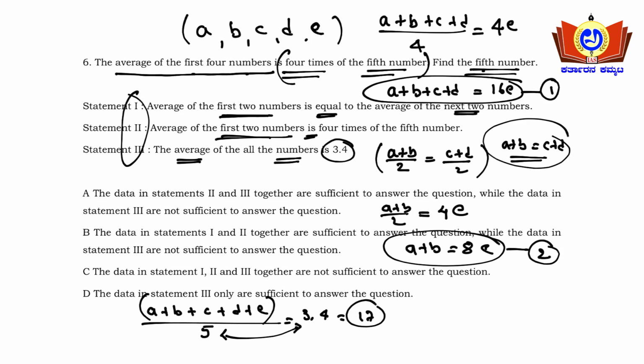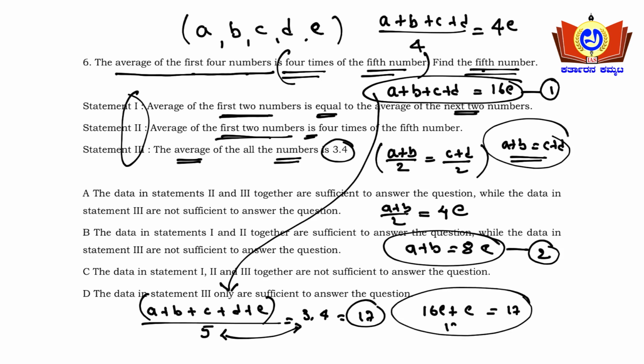See here friends, in statement 3, A plus B plus C plus D plus E is 17. And in the question, A plus B plus C plus D is equal to 16E, from the question only we got here. So when you substitute A plus B plus C plus D here, 16E plus the fifth number E will be equal to 17. Yes or no? Therefore 17E will be 17, therefore E will be 1 here.